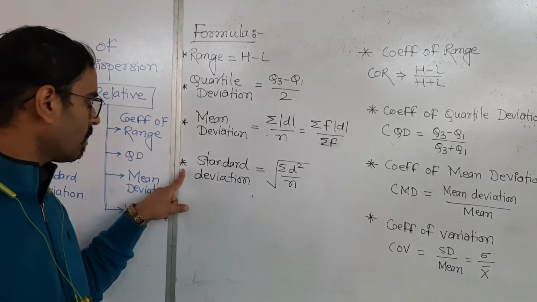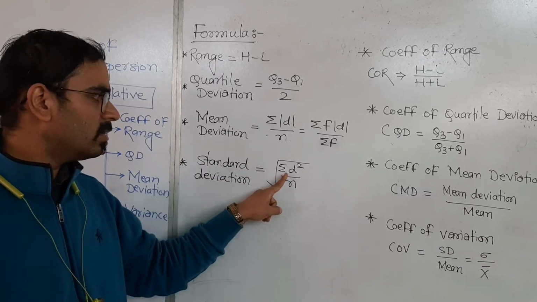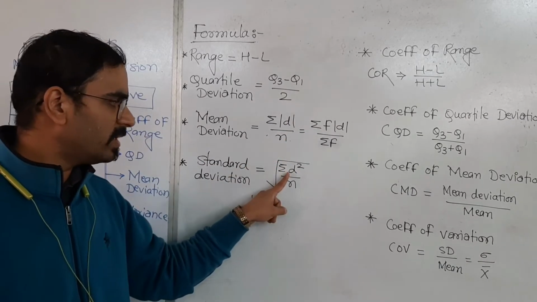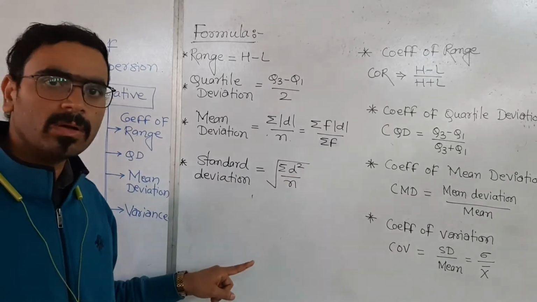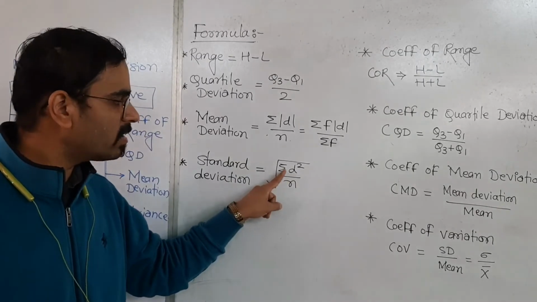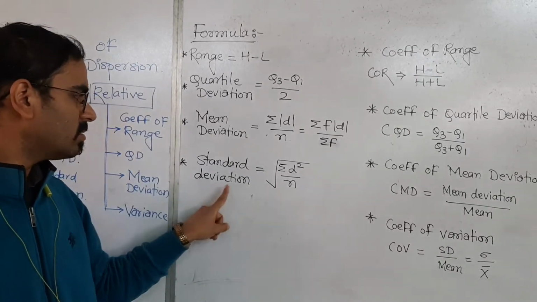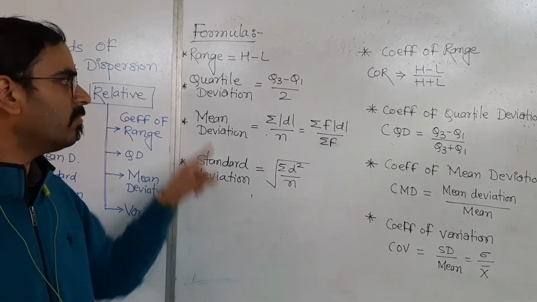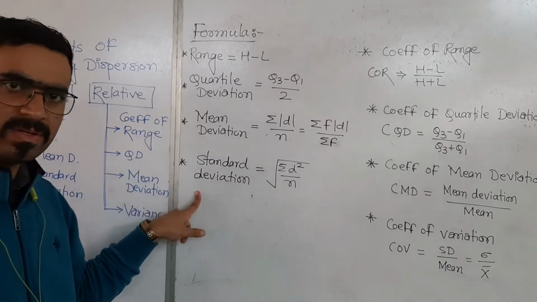After that, we have to calculate the standard deviation. Once we calculate the column of D, we square that column and make another column of D square, and then we sum it up, and by using the number of terms, we calculate the standard deviation. Those are the simple formulas of range, quartile deviation, mean deviation and standard deviation.